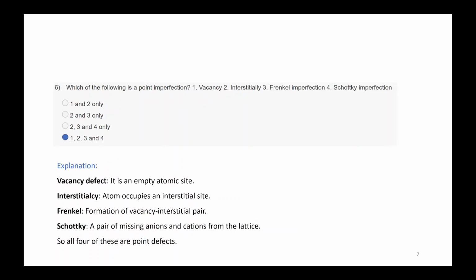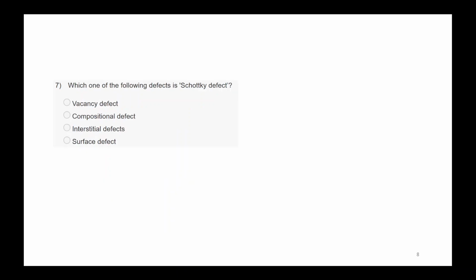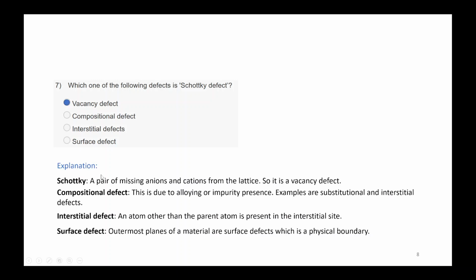So Schottky defect, as I told earlier, is a pair of missing anions and cations. So out of these four, vacancy defect, compositional defect, interstitial defect, and surface defect, it will be in the category of vacancy defect, because there is a pair missing of both anions and cations.